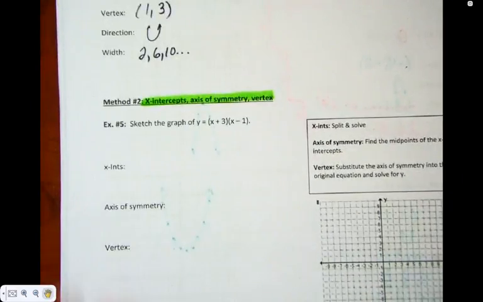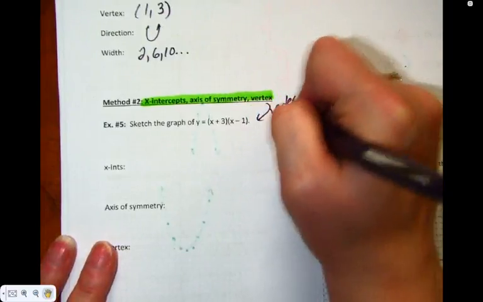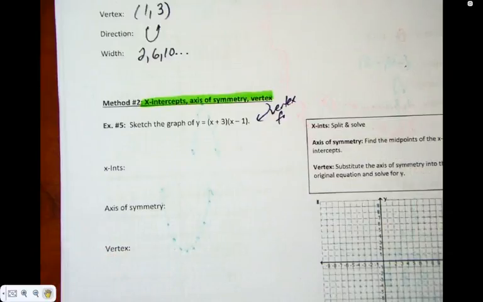Method number 2. The only time we use method number 2 is when we're given a question in vertex form. Not vertex form, intercept form.